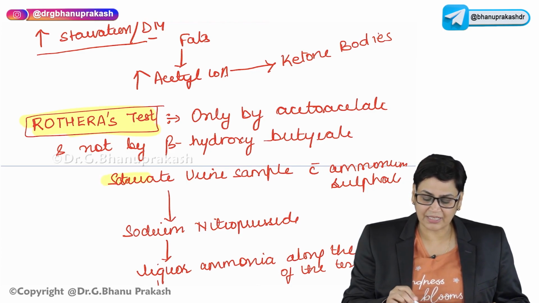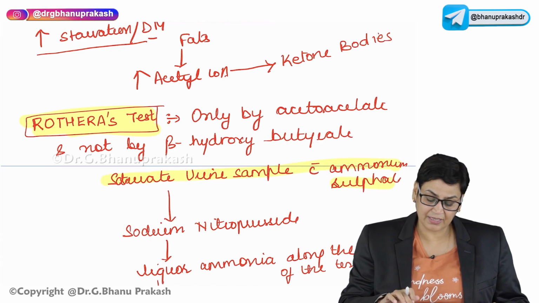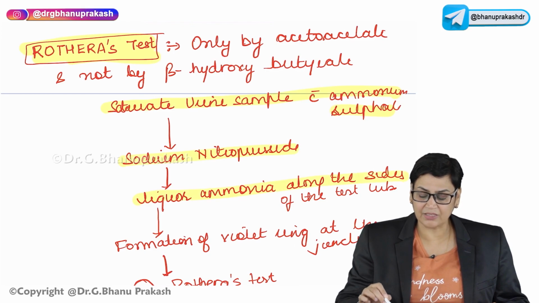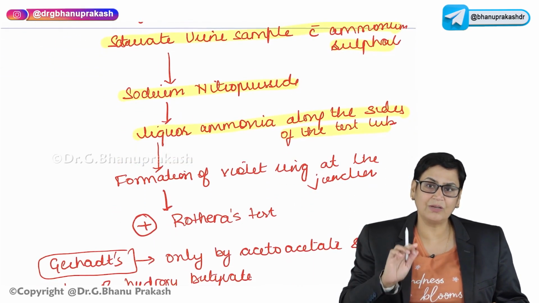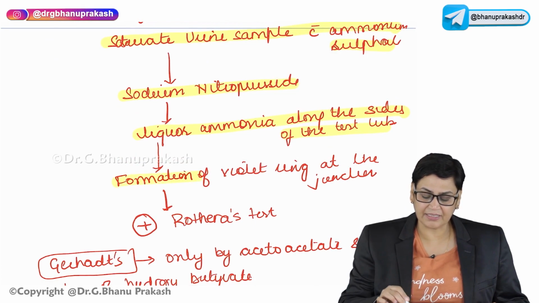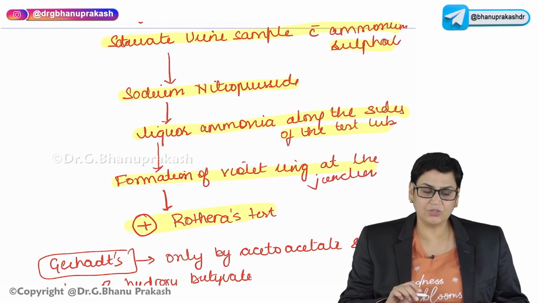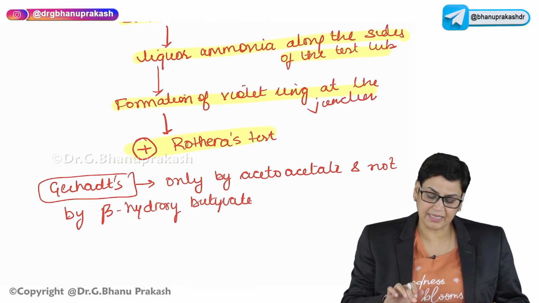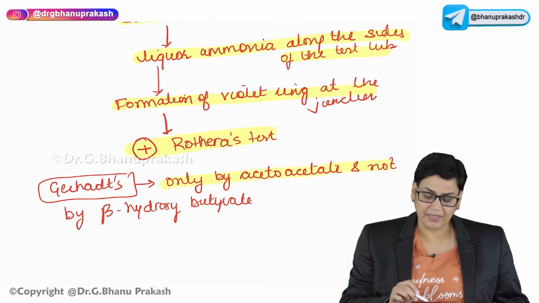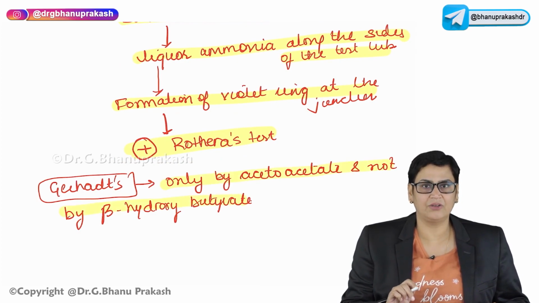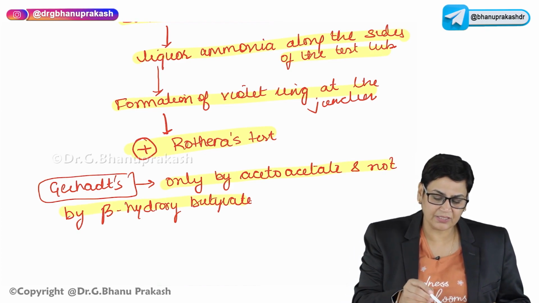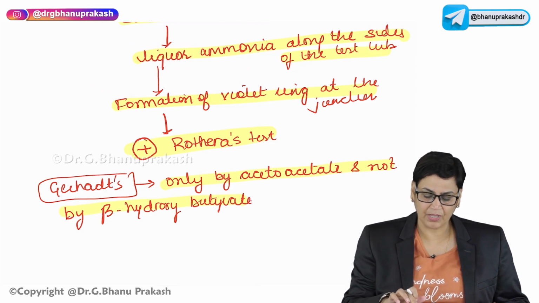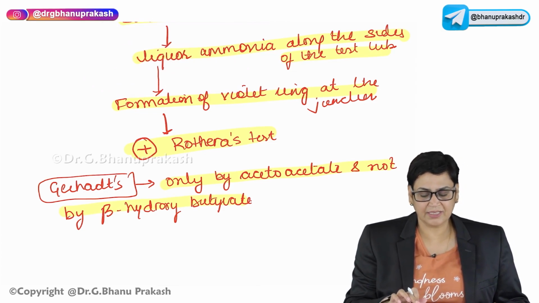So what we do is, we saturate the sample of urine with ammonium sulfate, then we add sodium nitroprusside, and then we add liquor ammonia along the sides of the test tube. So formation of that violetish ring at the junction detects the presence of ketone bodies, so it is a positive Rothera's test. Another is Gerhardt's test, which is again answered only by acetoacetate and not by beta-hydroxybutyrate. So this is what is ketogenesis and ketolysis. So that's it about ketogenesis. Thank you so much.